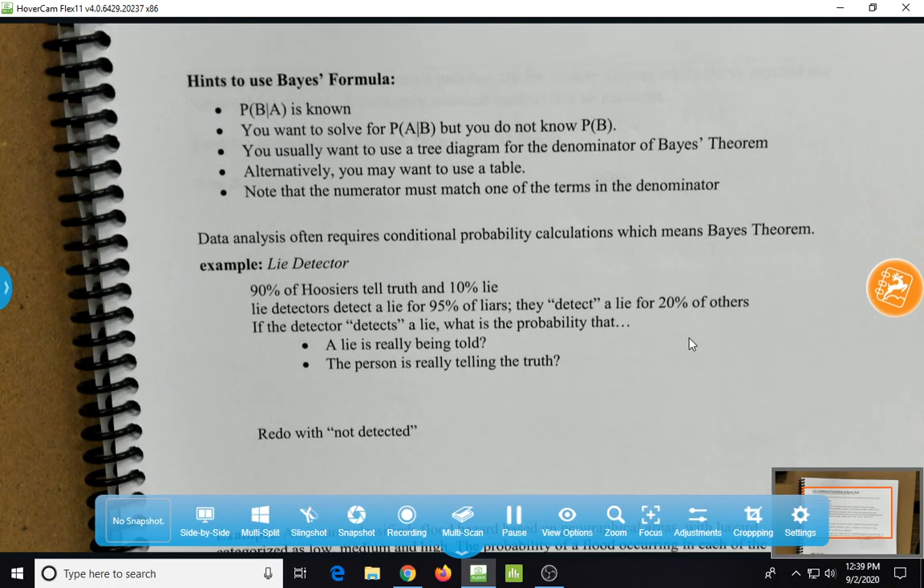If a lie detector detects a lie for 95% of liars, it also detects a lie for some of the others, so you get false positives. So if you detect a lie, what is the probability that a lie is really being told, or that the person is really telling the truth? One example is that you can get a mammogram that detects cancer, but it doesn't necessarily mean you have cancer because of false positives. The same thing goes for the COVID virus. So let's go ahead and set this up.